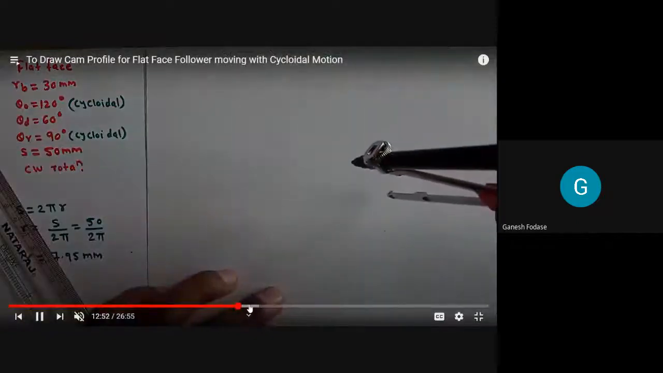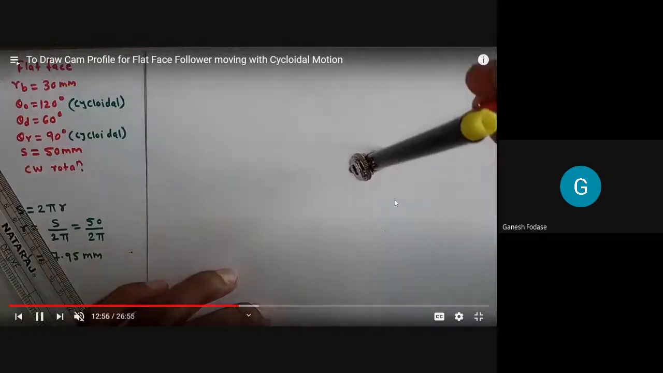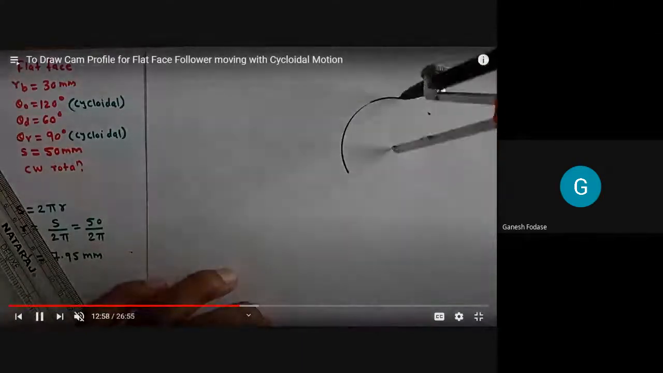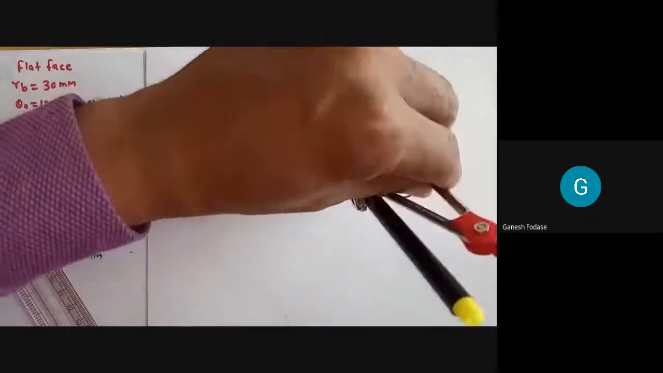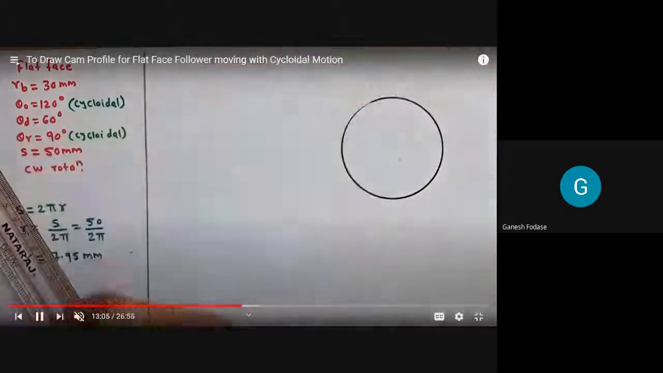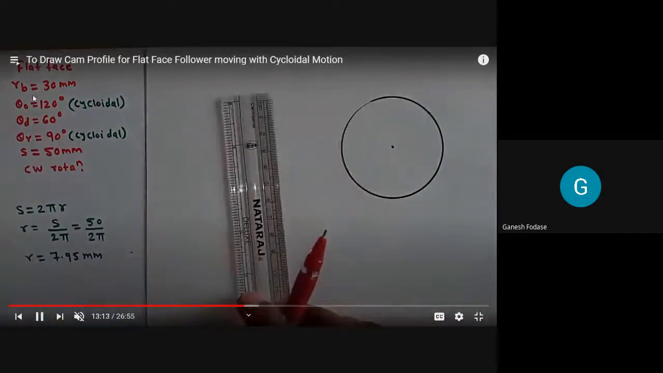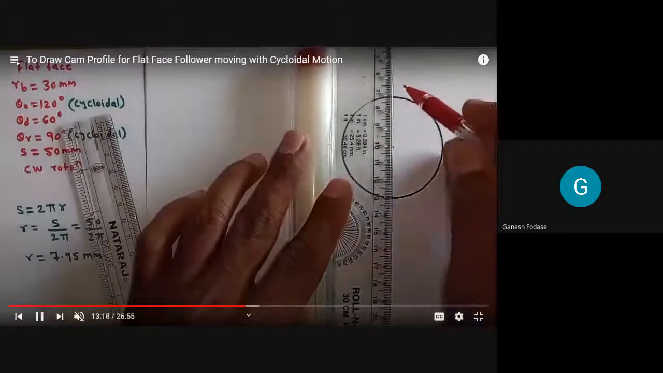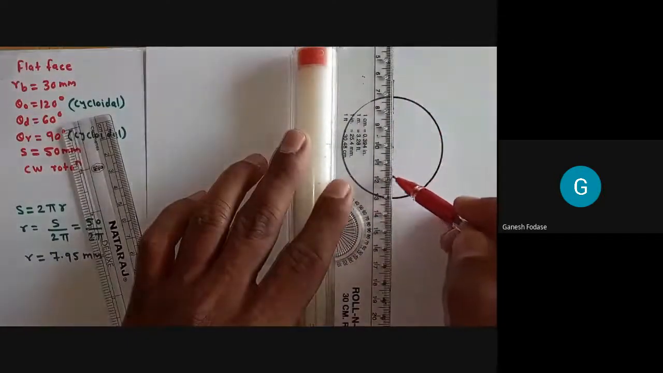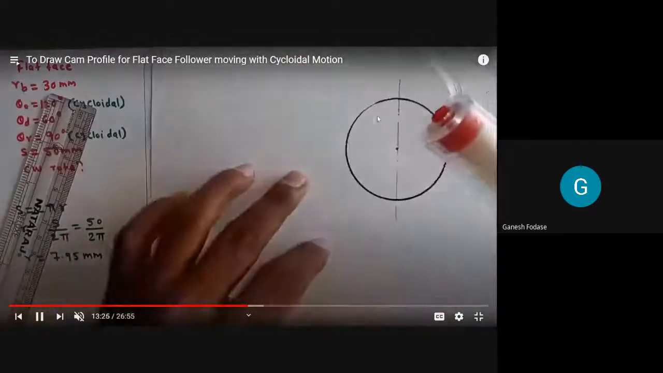So what is the first step in drawing the cam profile? Here we need to draw a circle of radius equal to the base circle radius. Remember, for a flat face follower or knife edge follower, we have to draw only one circle, that is the base circle, and the radius of this circle is equal to the base circle radius RB, or the minimum radius of the cam. It is given in the problem statement. So with this radius, we draw a circle. And how much is given here in this problem? How much is the radius of the circle? Yes, 30 mm. RB is equal to 30 mm.